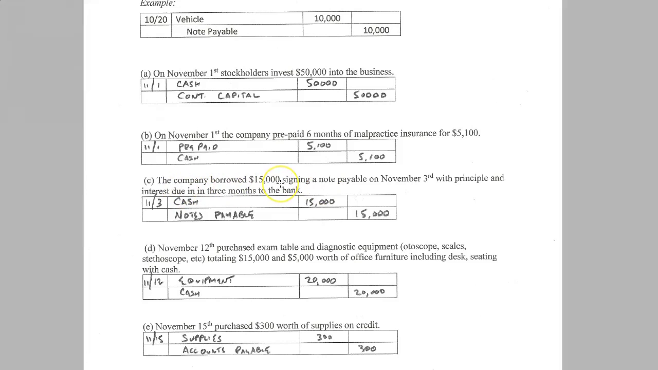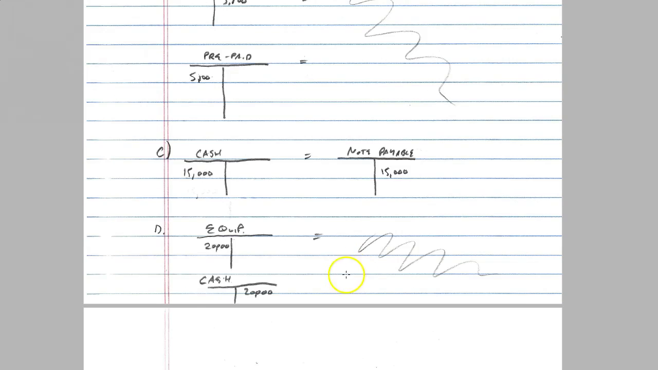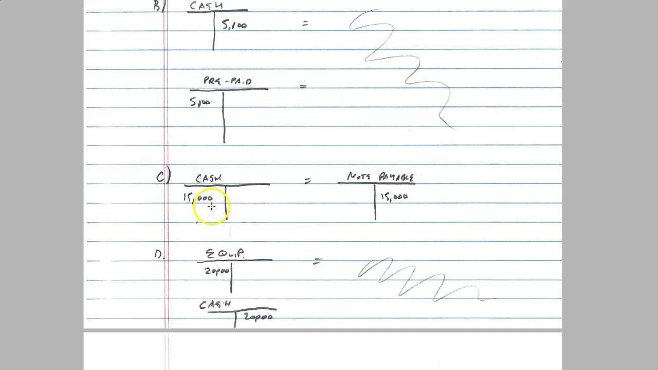Okay, a company's borrowing $15,000, with principal and interest due in 3 months. That doesn't mean anything here. Basically, what's happening right now? I borrowed $15,000. What's the accounting effect? Well, cash is going to increase. I'll go back to my little cheat sheet. Cash is going to increase. Again, debits, credits: to increase cash is a debit transaction.